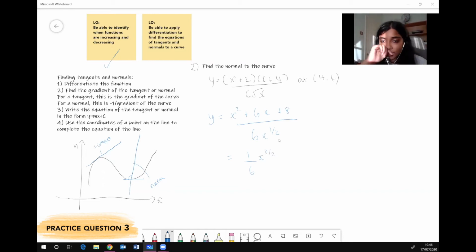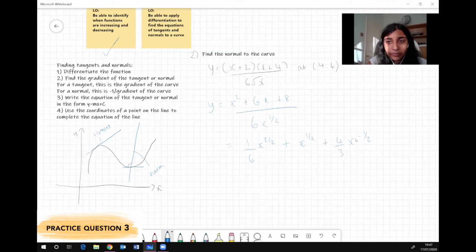Then if we do 6x over 6x to the power of half, so 1 over x to the half, that's 1 minus half, which is just a half. And 6 over 6 is just 1, so it would be plus x to the power of a half. And then we have plus 8 over 6, which is just 4 over 3, times 1 over x to the half, which is x to the power of minus half. So we get 4 over 3 x to the power of minus a half.